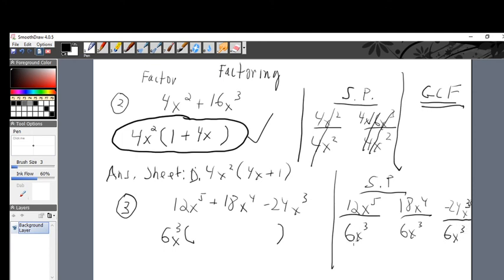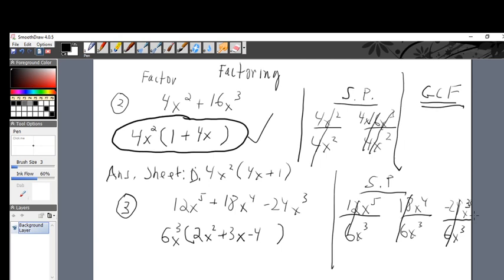Let's see what happens. 12 divided by 6, 2. All right, so that's going to be going in there, 2. x to the 5 over x cubed, classic. It's x squared. The next thing is 18 over 6, 3. It's equal to positive 3. x to the 4 over x cubed, 4 minus 3 is 1, so it turns into just plain x to the 1 power, also known as x. Last one. Minus 24 over 6 is minus 4, right? Minus divided by positive is minus. Minus 4. That's the numbers.